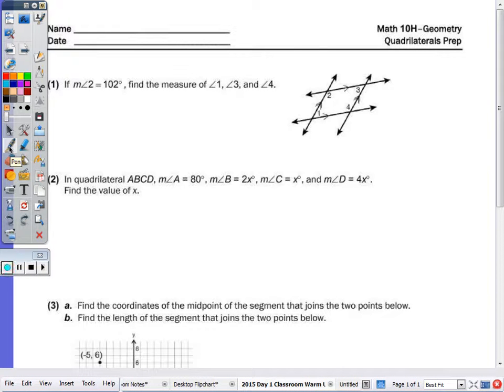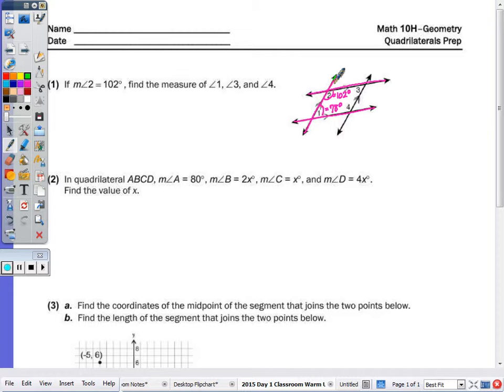In number 1, we are given two sets of parallel lines, and it says that the measure of angle 2 is 102 degrees. So that means if this line is parallel to this line, it's cut by this transversal, angle 1 and angle 2 are same side interior, supplementary, so this would be 78 degrees.